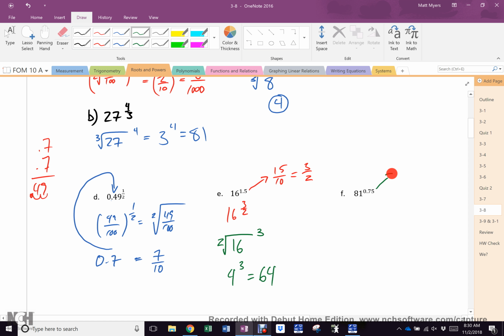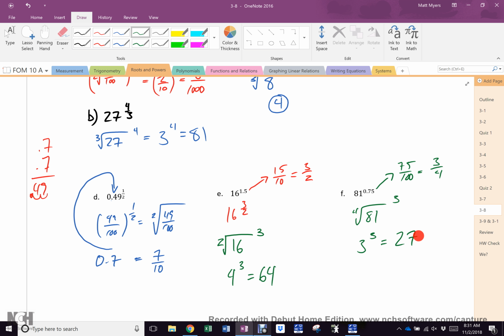What is 0.75? 75 over 100, which is, of course, the same as 75 cents, which is 3 quarters. Where does the 4 go? Index. Where's the 81 go? Radicand. Where's the 3 go? Power. We already know from this page what the fourth root of 81 is. What is it? 3 cubed is 27. Is there anybody that is going to look me in the eye and say that they cannot do this?